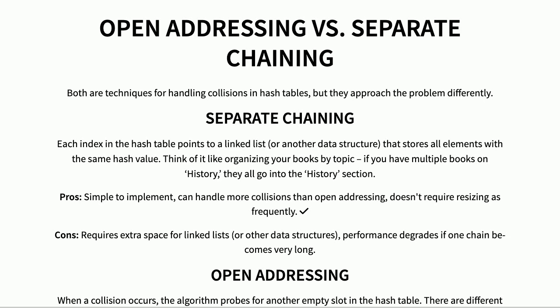Open addressing, on the other hand, is more compact. Instead of using separate data structures, it probes around the hash table itself until it finds an empty spot where a collision happens. There are different strategies for this probing: linear, quadratic, and double hashing, each with its own trade-offs. Open addressing can be faster if you don't have too many collisions, but it's prone to clustering, which can slow things down.